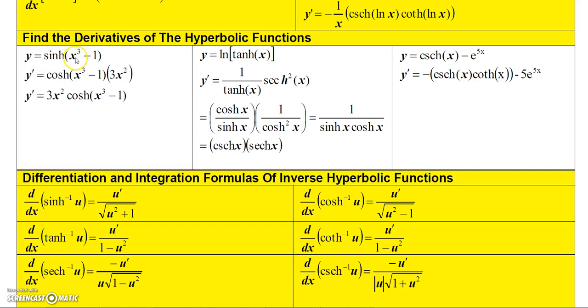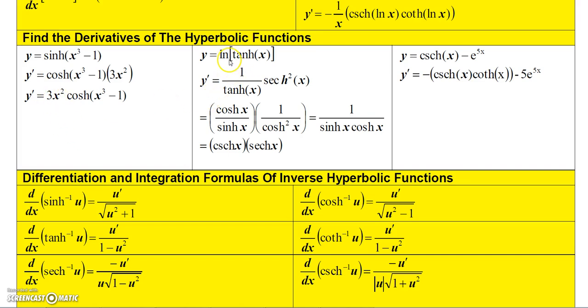For hyperbolic sine of x cubed minus 1, hyperbolic sine of u, the derivative is hyperbolic cosine of u, and then times the derivative of u. And since u is x cubed minus 1, then the derivative of x cubed minus 1 will be 3x squared, and I'll just write the 3x squared here.